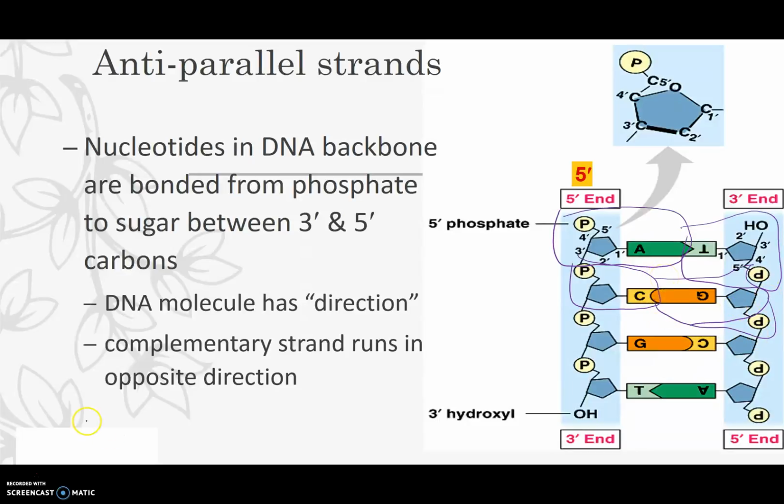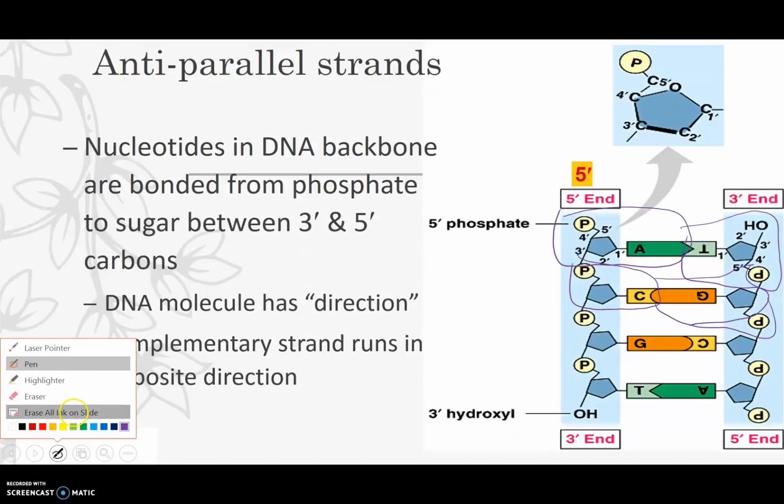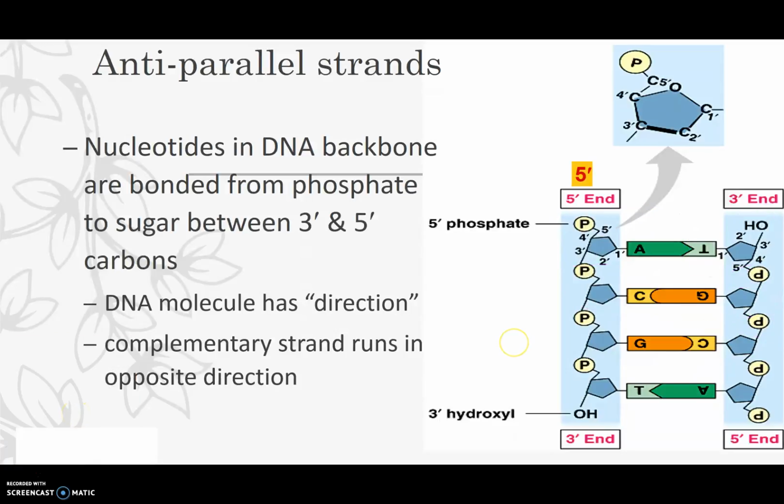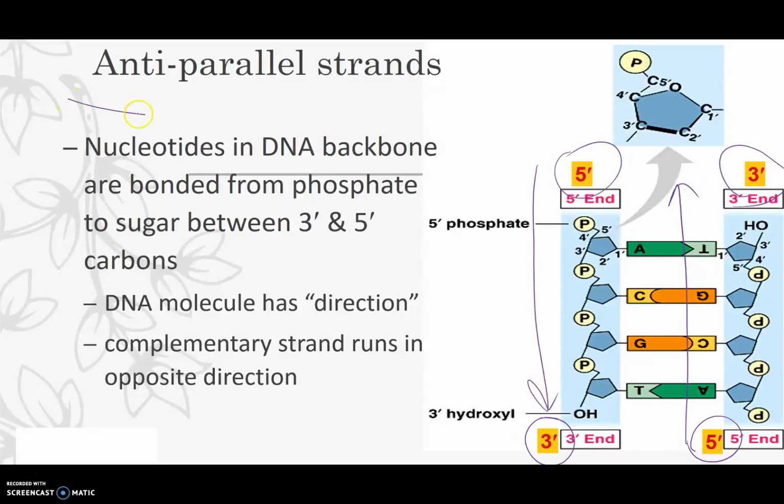So when we look at our DNA, what we actually see is that one strand goes from 5 to 3. Here's my 5 prime end, my 3 prime end. And on this side, it's the opposite, 3 prime to 5 prime. This one is going from 5 to 3, and this one's going from 3 to 5. They go in opposite directions, so they're said to be anti-parallel. All right, they run in opposite directions. Complementary strands run in opposite directions.